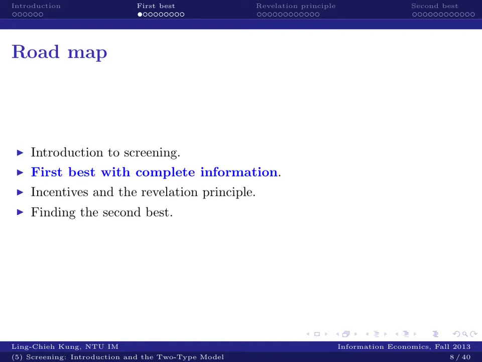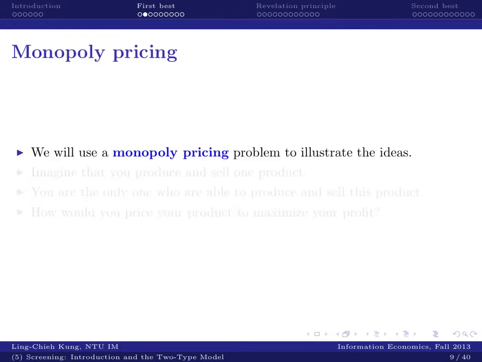Okay, now let's continue to our second part. Here I'm going to formulate the two-type problem we need to discuss and solve it with complete information. So we're going to discuss this monopoly pricing problem, and we're going to use that to illustrate the ideas.